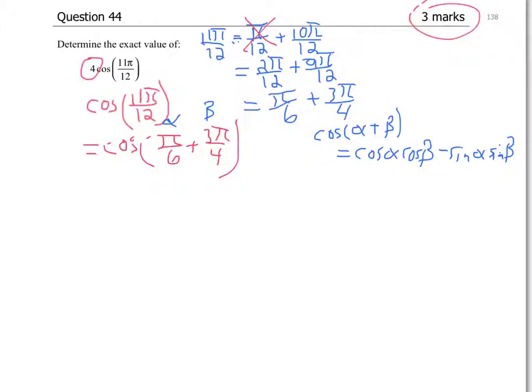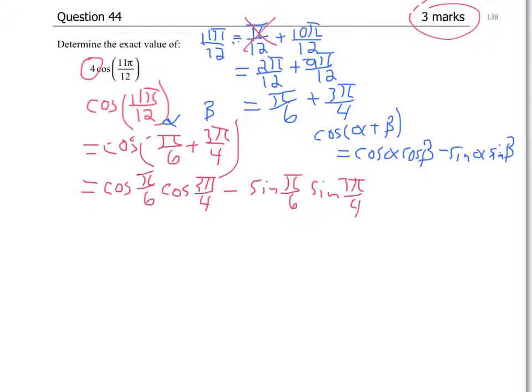Now, don't use alpha and beta when we actually solve this problem. Show the substitution of the angles. So it's going to be cosine of pi over 6, which is my first angle, times cosine of 3 pi over 4, which is beta, my second angle. And then it's going to be minus sine of pi over 6 times sine of 3 pi over 4. So don't get sloppy and not write out this substitution step. I think it's important to show that before we get into the ratios.